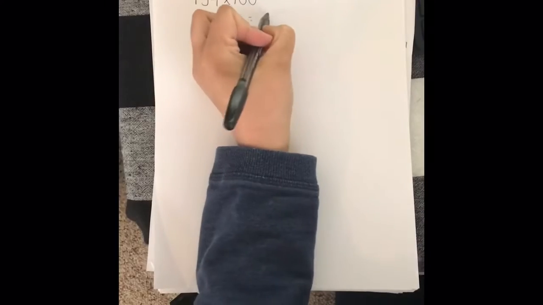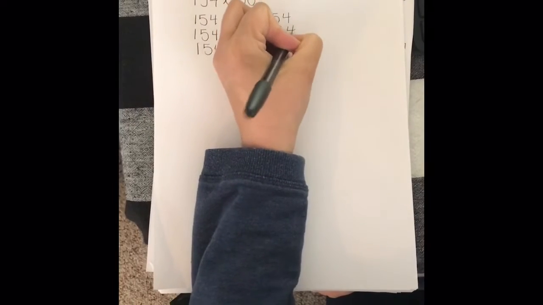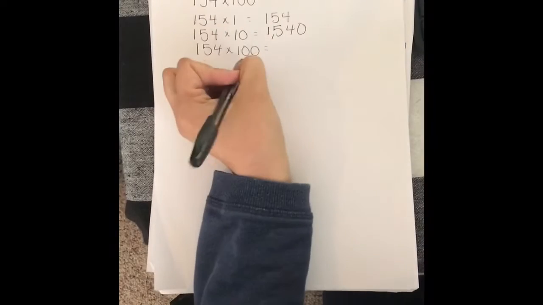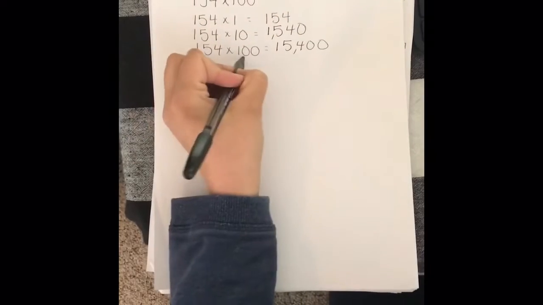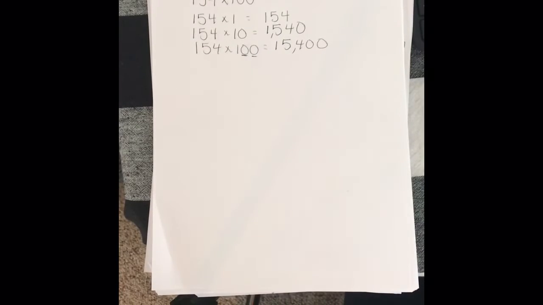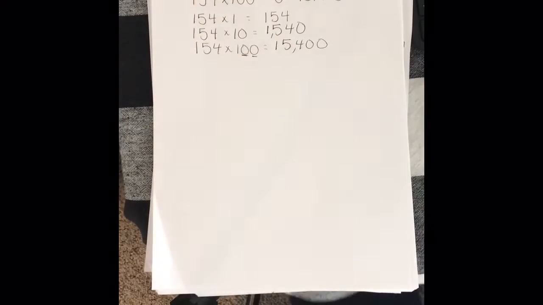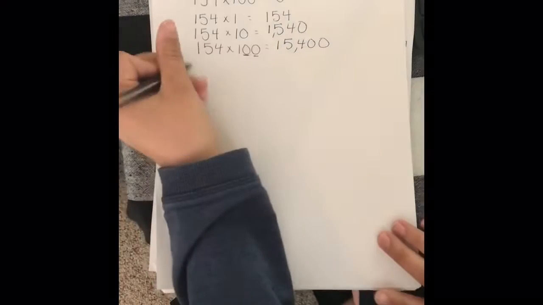So 154 times 1 is 154. 154 times 10 is 1,540. It moved one place value to the left. 154 times 100 is moving two place values to the left. 15,400. So our correct answer should be C. 15,400. Awesome.